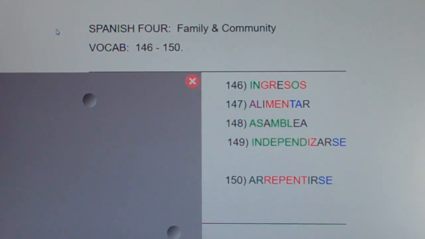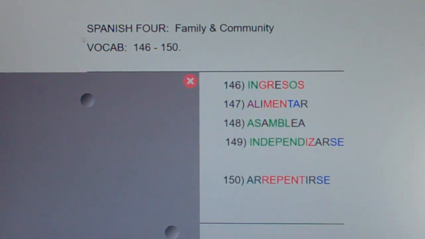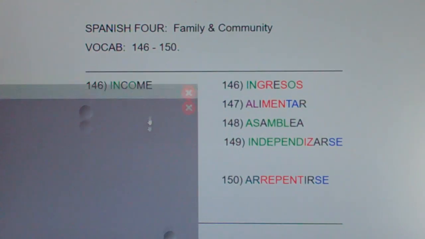This is Spanish for Family and Community Vocab 146 through 150.